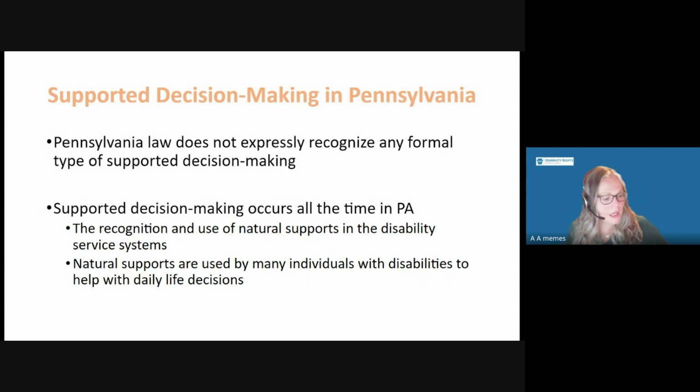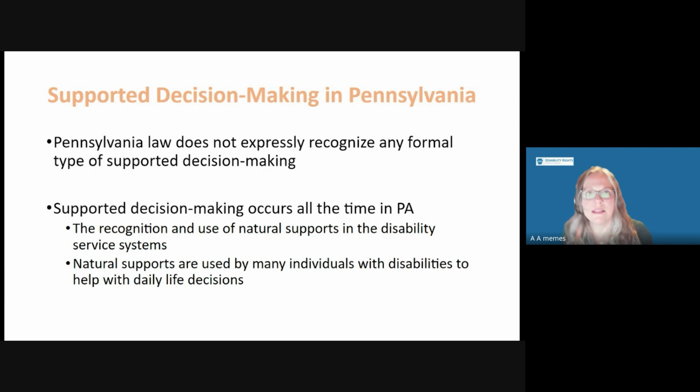Okay, so let's talk a little bit more about supported decision making in Pennsylvania in particular. As I kind of mentioned in the prior slide, we don't have law in Pennsylvania that specifically recognizes supported decision making. Again, there's nothing illegal about it, right? Because it's just like the stuff that we all do when we make decisions. We consult, we gather information, we talk to other people, we mull it over. Sometimes we change our minds. Sometimes we make bad decisions. There's nothing illegal about any of that.